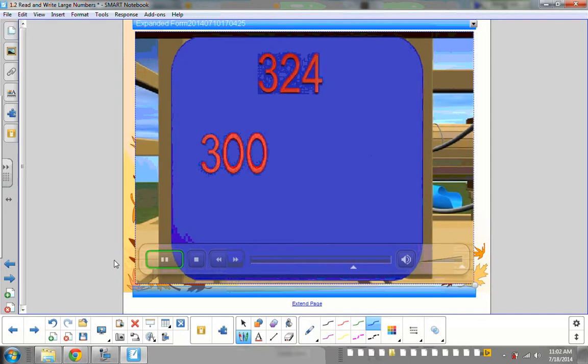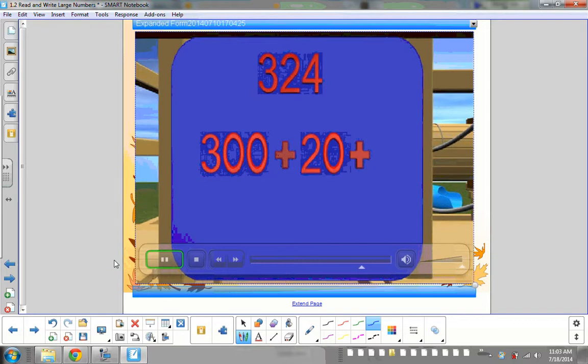Now let's not forget to write down the plus sign. Now we have the 2. What is the value of the 2? 20, since the 2 is in the tens place. Good job, guys. So we write down the 20 and put down the addition sign.